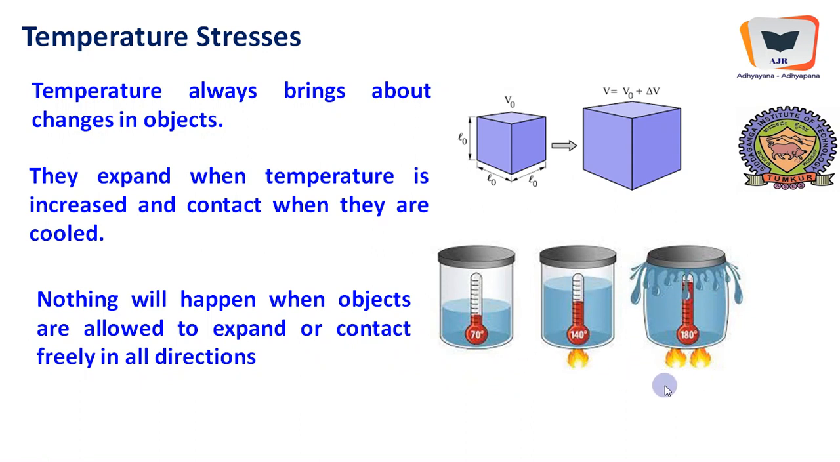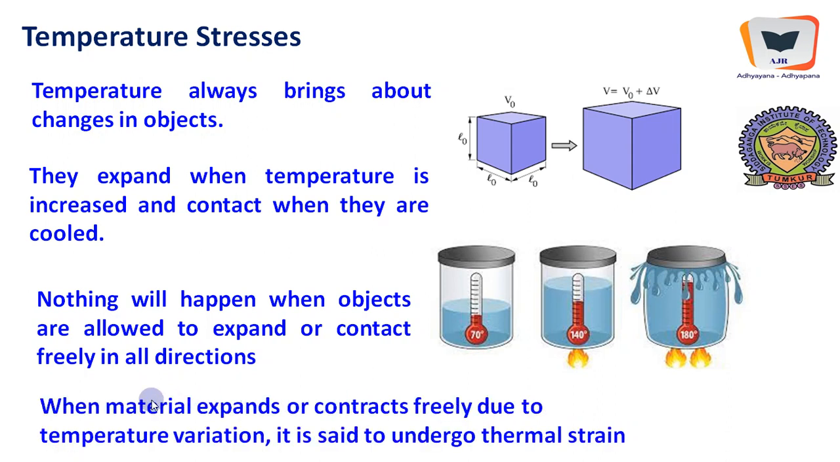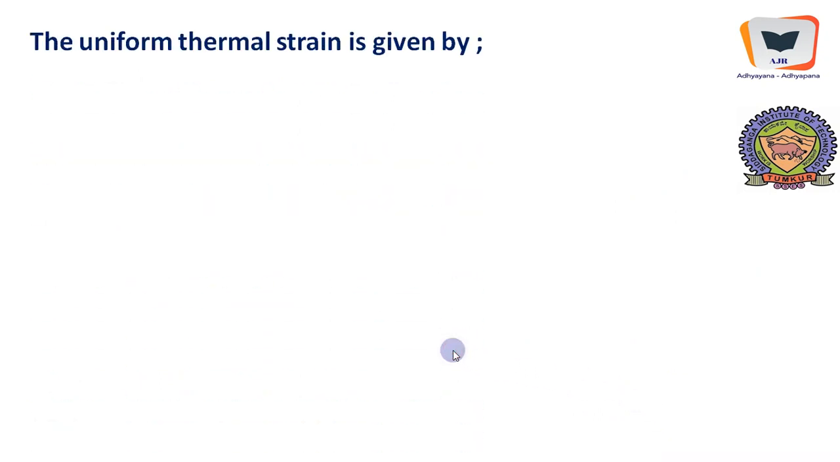It's like this. Water will also expand when it is heated beyond 4 degrees centigrade, and when it is cooled beyond 4 degrees centigrade. When a material expands or contracts freely due to temperature variation, it is said to undergo thermal strain. So here is a special case where thermal strain happens first, and then prevented thermal strain.